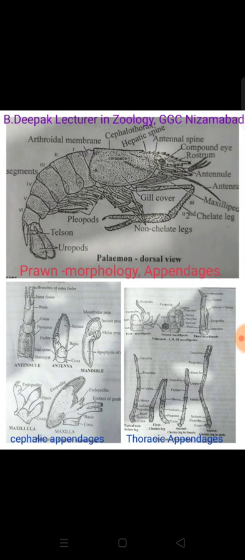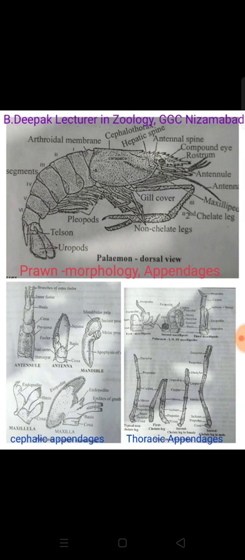Now come to the abdomen. There are only 6 segments. In the abdomen, 6 segments consist of 6 pairs of appendages. Totally 5 plus 8 plus 6, that is 19 pairs of appendages. The various appendages are used for movement, feeding, and various functions. I will tell you later.